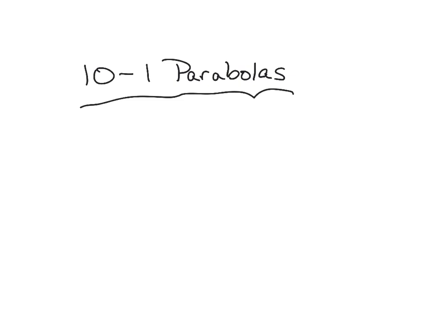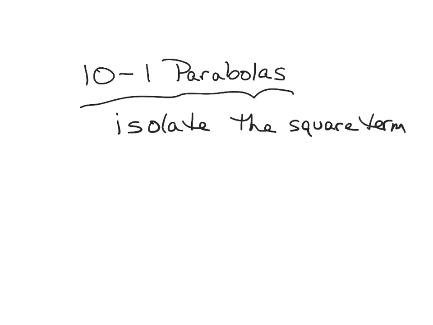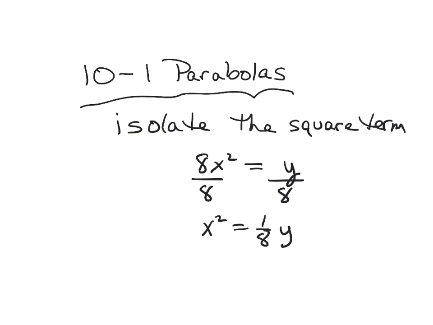So your first step, whenever you're working with parabolas, is going to be to isolate the square term. And what I mean by that is, let's say we have 8x squared equals y. We want to get the x squared term by itself. And remember, what we would do is go like this. So your first step is always to isolate the square term. You want the coefficient to be a 1.